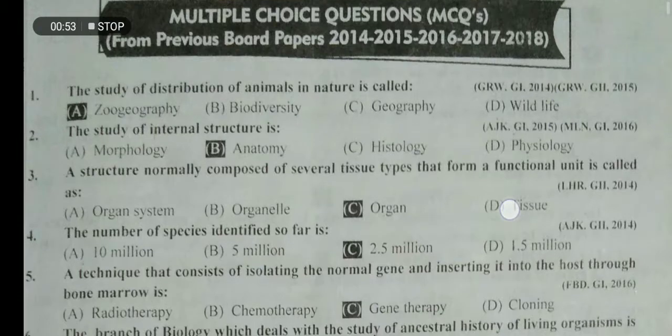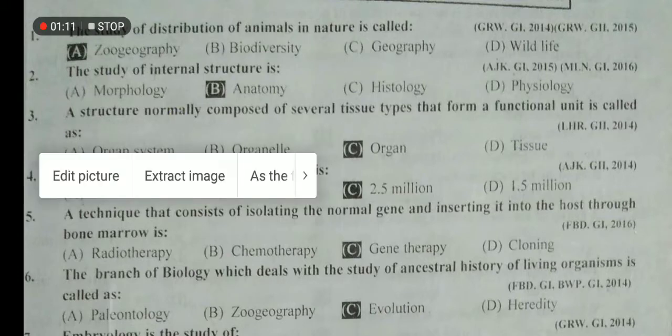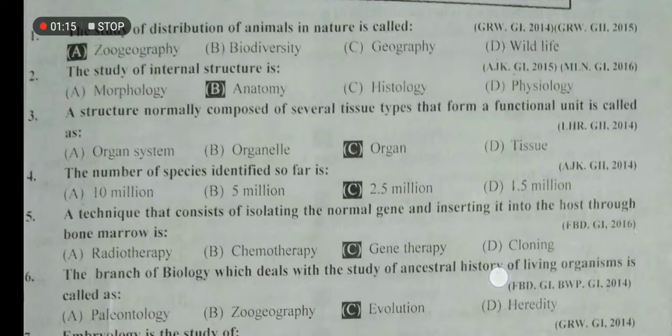A structure normally composed of several tissue types that form a functional unit is called organ. Organ system is a collection of organs. Organelle, it is made of small cells, and the last option is the tissues. Tissue is made up of cells. So the correct option is the option C.